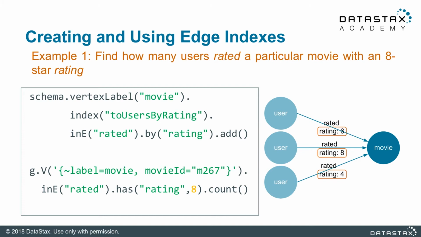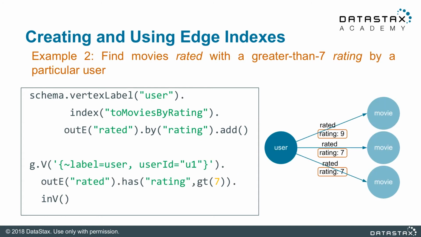Let's take a look at how we can do this with movie M267. Let's get a count of the users who rated this film with a rating of 8. Next, let's find the movies rated by a particular user with a rating over 7.